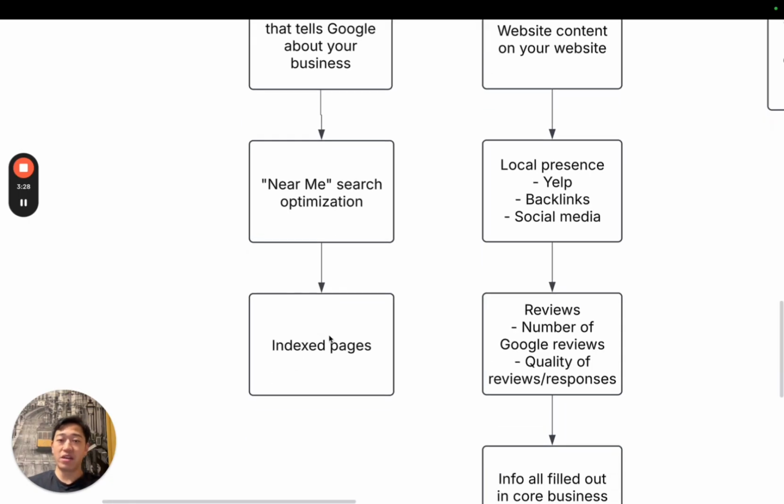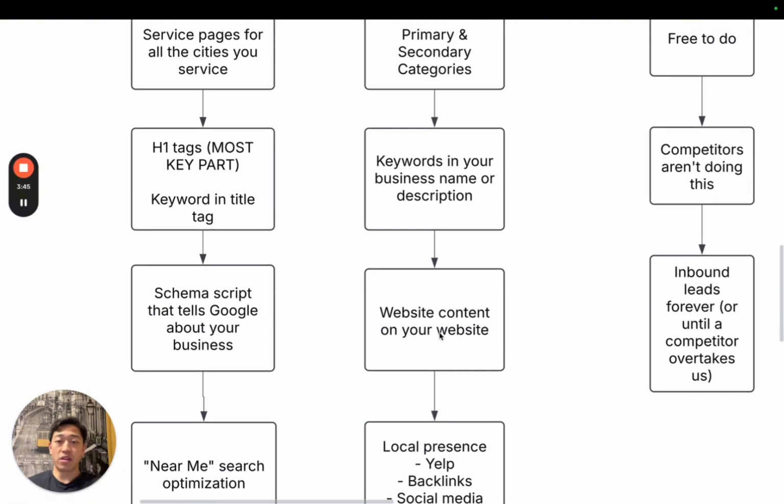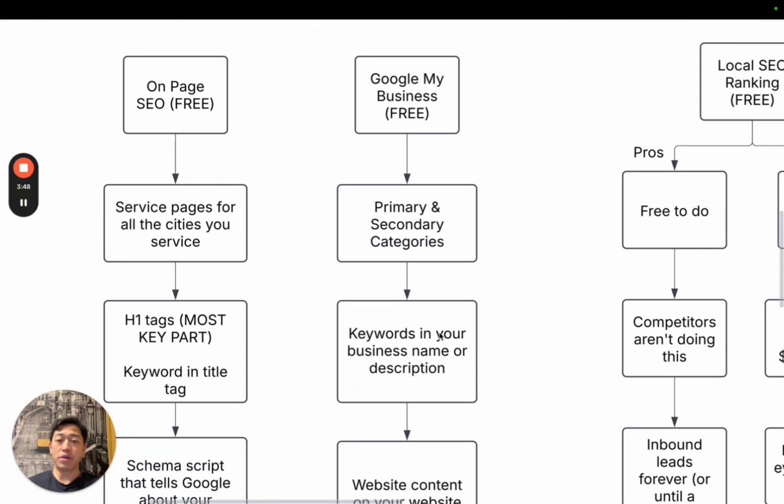So the last thing with on-page SEO is actually having your pages indexed. So Google might take a couple of months to index your pages, but if you have the tech background, you could actually just tell Google to rank your pages. You can make an API call to Google and Google will automatically rank all those pages. And let's get into the Google My Business.